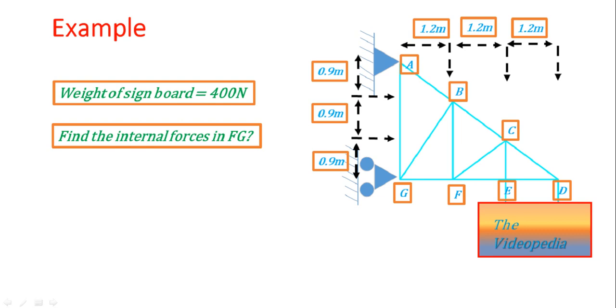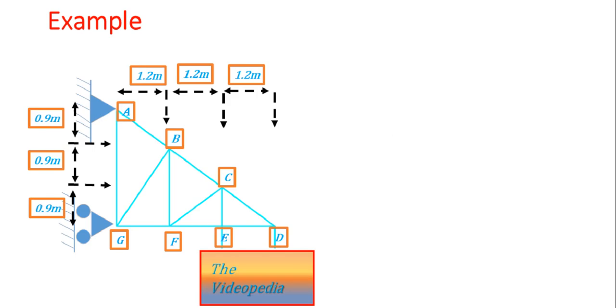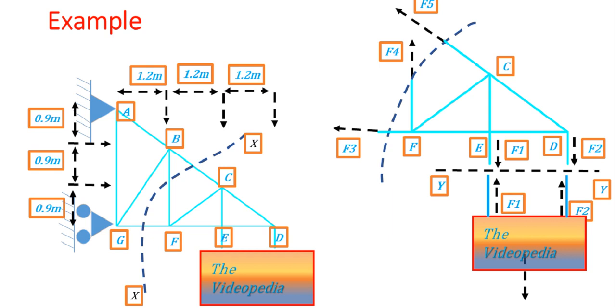So for our first point, first we'll pass a sectioning plane. What I'm doing is, first I'm passing along XX, and after that I'll pass one more plane. So first time when I'm passing this sectional plane XX, what are the forces that I'm getting? As this XX is cutting FG, FB and BC, I'm getting three forces, F3, F4 and F5, as you can see in this question here.